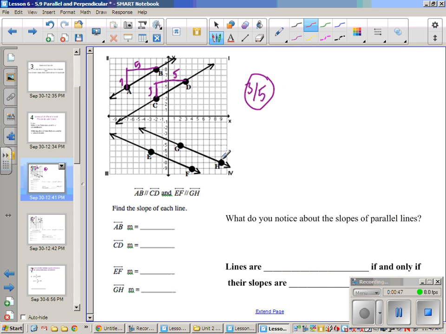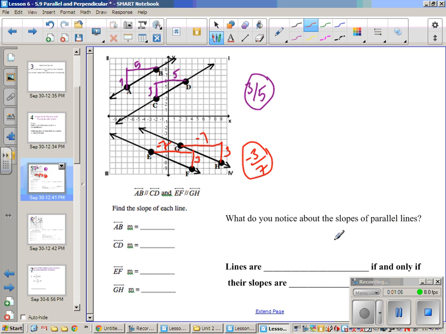And we're going to check these ones. I go up 3 and over 1, 2, 3, 4, 7. And remember, I have to put a negative because I went to the left. Up 3 over 1, 2, 3, 4, 5, 6, negative 7. So notice these both have a slope of negative 3 over 7.